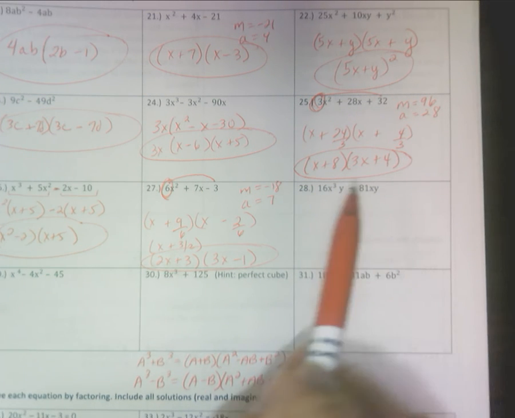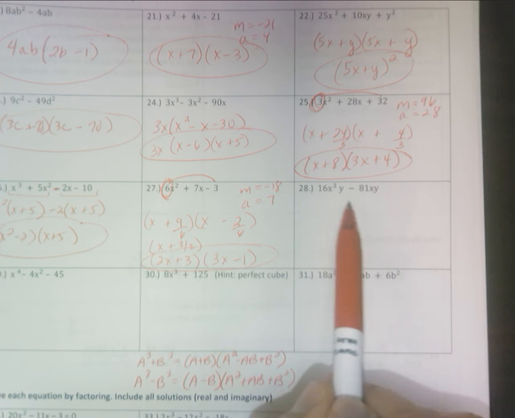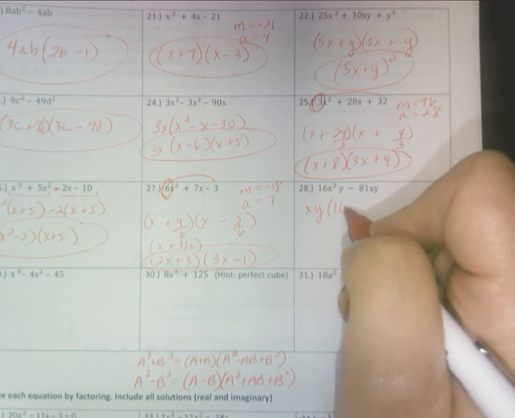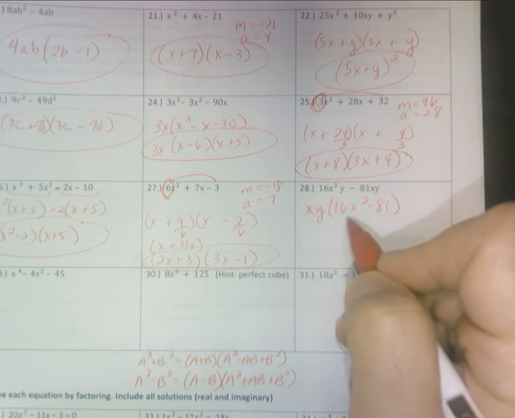So this is two terms again. Is it a difference of two squares? No, but they do have things in common. So let's factor out the x and a y. You'd be left with 16x squared minus 81. And then this is a difference of two squares.